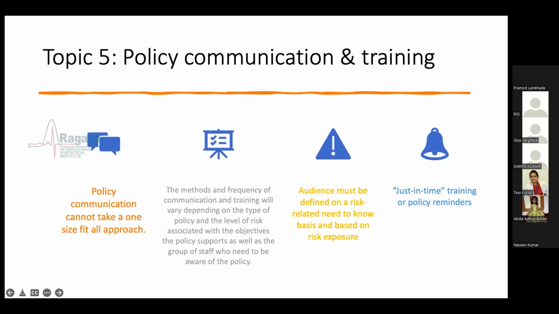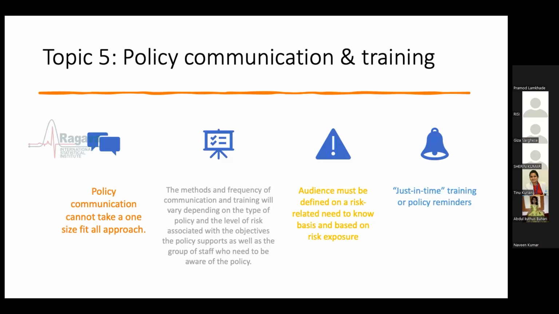Okay, so next phase in policy management process is its communication and training. In the previous slide we have seen policy authoring, development, and approval. Once it is approved, it should be accessible to all staff in your organization, and even though it is accessible, you cannot simply sit and assume that my staff will read the policy, they will know the policy by heart, they will understand everything.